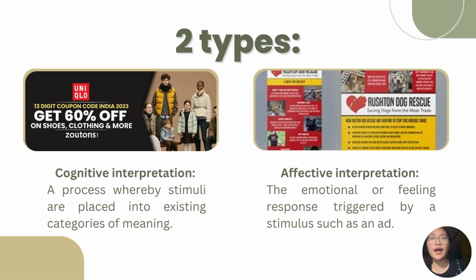First of all is the cognitive interpretation. It's the process whereby stimuli are placed into existing categories of meanings. And next is affective interpretation. It's the emotional or feeling response triggered by a stimulus such as an ad. For example, when you see a banner of dogs being abused, it hurts you and you want to rescue them. So that is what the affective interpretation means.